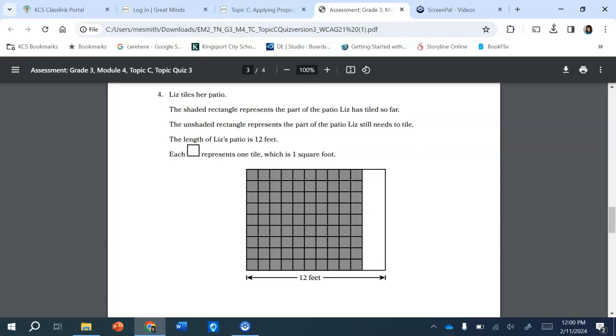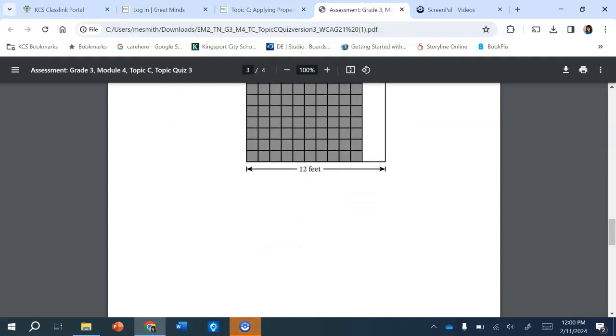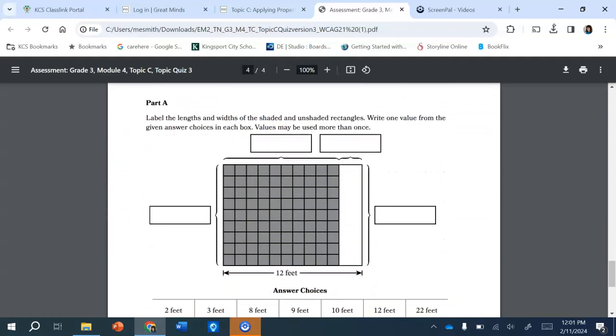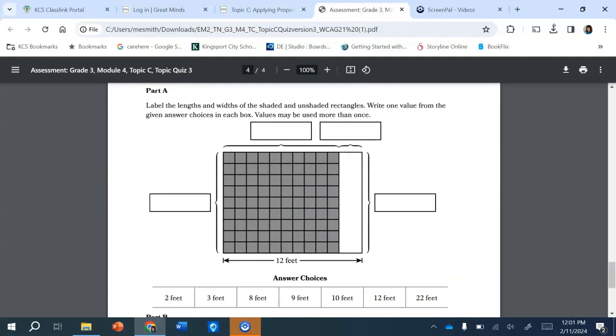So if you look at that dark gray that is in boxes or tiles, that is what she has already tiled. The unshaded rectangle represents the part of the patio Liz needs to still tile. The length of Liz's patio is 12 feet, and each tile or each square represents one tile, which is 1 square foot. A lot of information, but don't worry, it is also in this picture. This is the exact same thing they just told us about Liz's patio, but now we're going to do something with it. Label the lengths and widths of the shaded and unshaded rectangles.